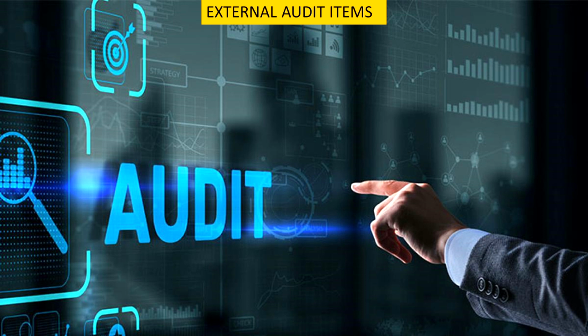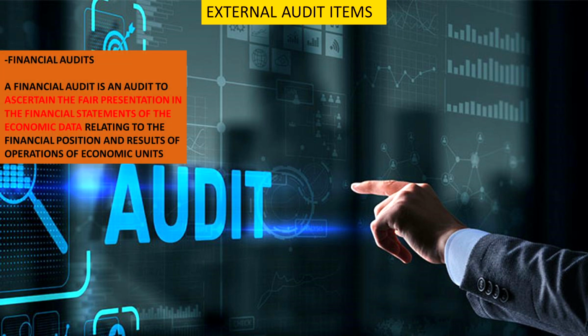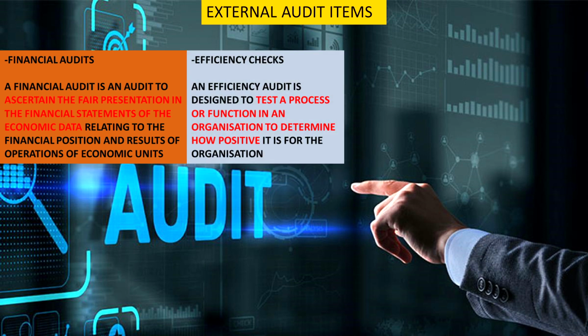The external audit, depending on the element it chooses to emphasize, can be divided into 5 types of audit. First is the financial audits. A financial audit is an audit to ascertain the fair presentation in the financial statements of the economic data relating to the financial position and the results of operation of economic units. Efficiency checks. An efficiency audit is designed to test the process or function in an organization to determine how positive it is for the organization.